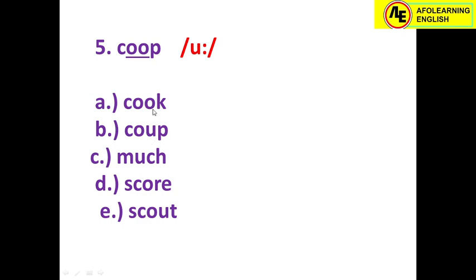This is the short oo, cook. Okay, so option A is not the answer. Option B, cool, is the correct answer. Option C, match. No. So don't be deceived by the letter. Always pronounce the word before you choose your answer. Very, very important. Okay. Option D, score. No. Option E, scout. No. So the correct answer is cool.